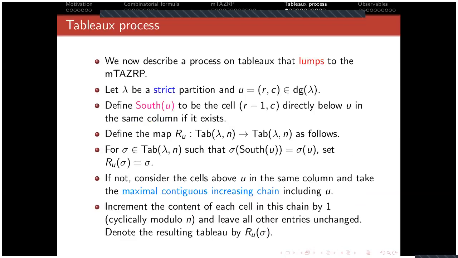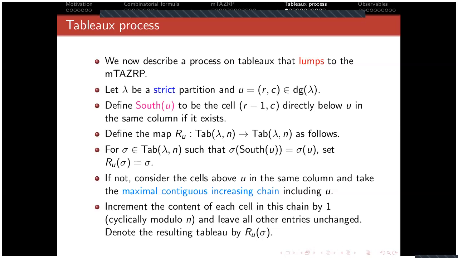I'm running short of time, but okay. I'll describe a process on tableaux that lumps to this. Suppose lambda is a strict partition. I'm only now talking about strict partitions, just for simplicity. Suppose u is a cell, then south of u is the cell directly below it, if it exists. And now I'm going to define a map from the set of tableaux to itself.